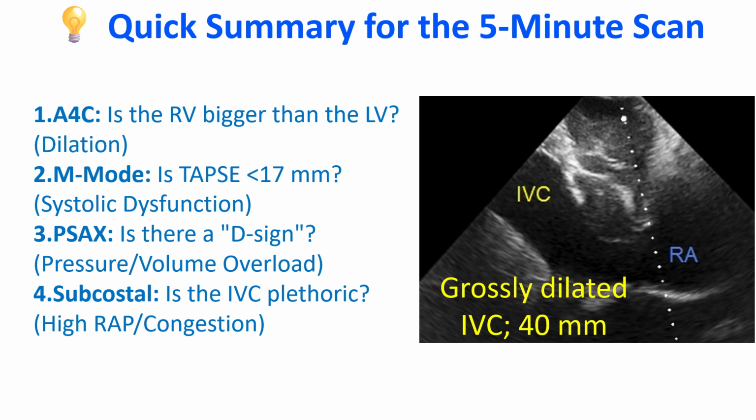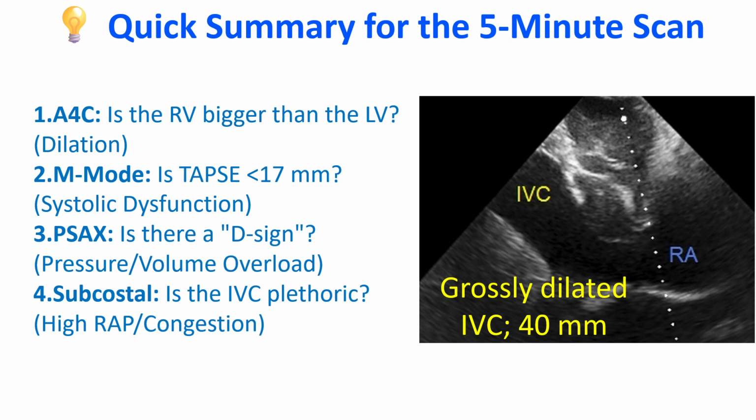Here is a quick summary. Is the right ventricle bigger than the left? Then the right ventricle is dilated. On M mode, if TAPSE, tricuspid annular plane systolic excursion, is less than 17 mm, there is systolic dysfunction of the right ventricle.